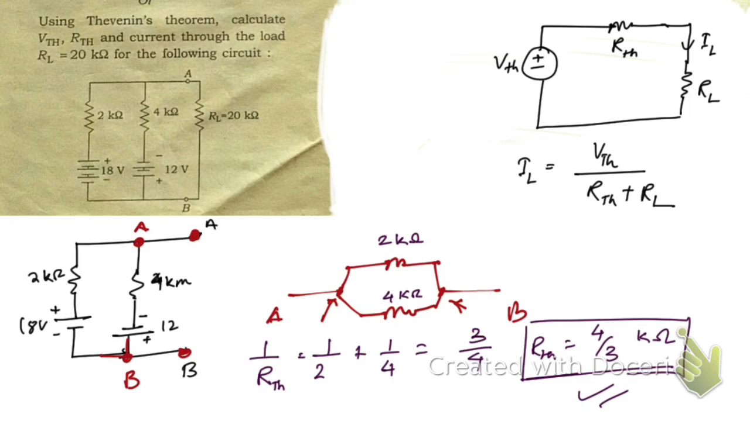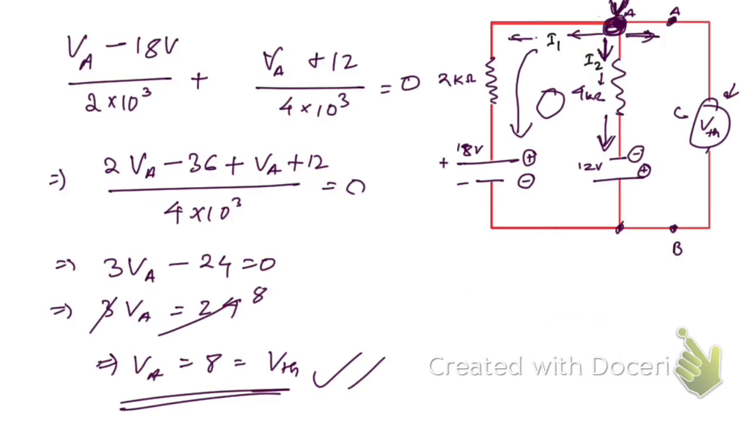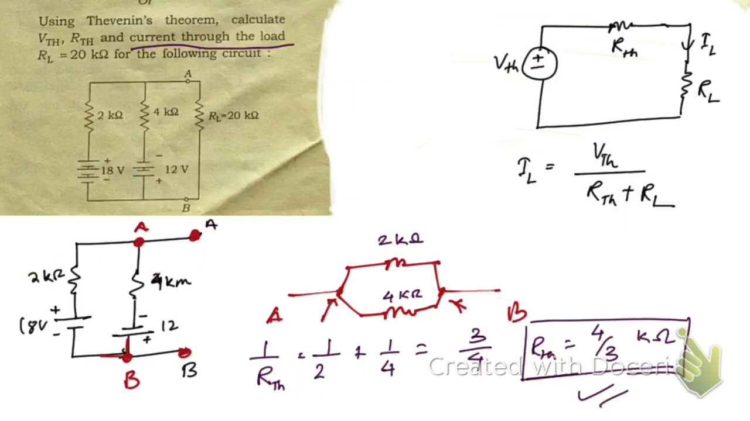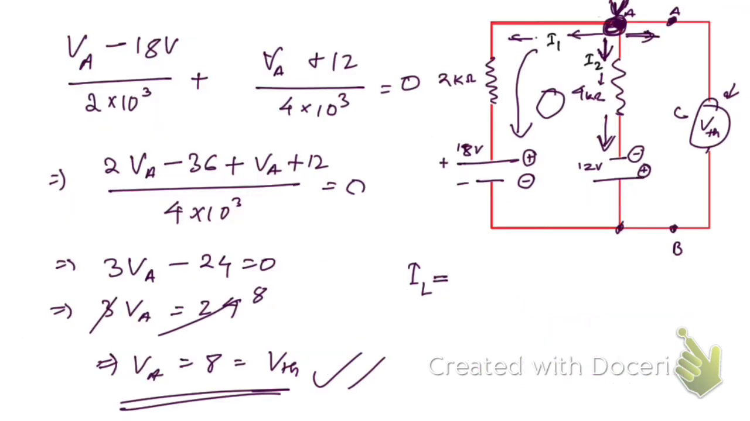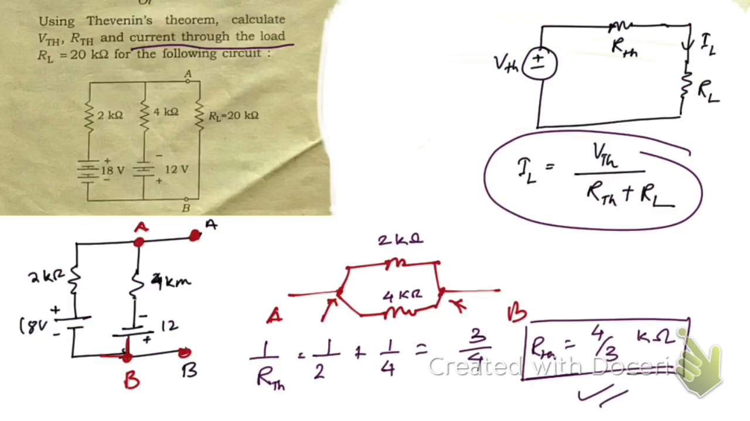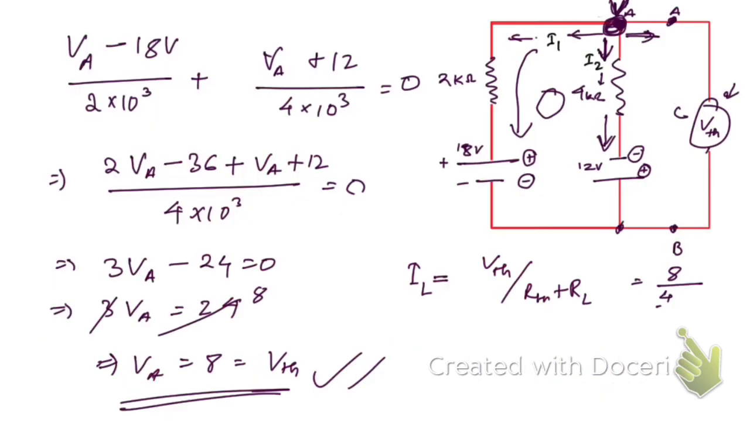Hope you have understood this. Also we need to find the current through the load. The current IL is equal to, what was the formula that I have given you? This is the formula: VTH by RTH plus RL. VTH we have got 8, and RTH we have got 4 by 3 kilo ohm. So here we can write 4 by 3 into 10 to the power 3 ohm, when you convert it into ohm.